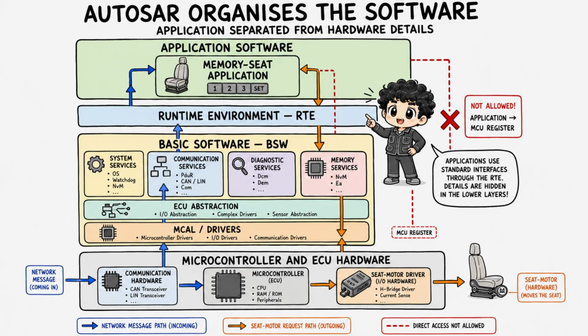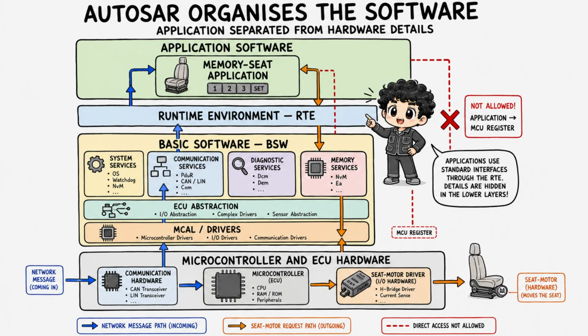AUTOSAR provides a standardized structure for organizing much of the software. In AUTOSAR Classic, application software contains vehicle function behavior. The runtime environment, or RTE, provides the application-facing communication boundary. Basic software supplies infrastructure such as operating system support, communication, diagnostics, memory services, and hardware-oriented drivers. This separation reduces unnecessary hardware dependency in the application. A seat control algorithm should not need to know the exact register address of a timer or CAN controller. Configured lower layers handle those details and expose the required interfaces.